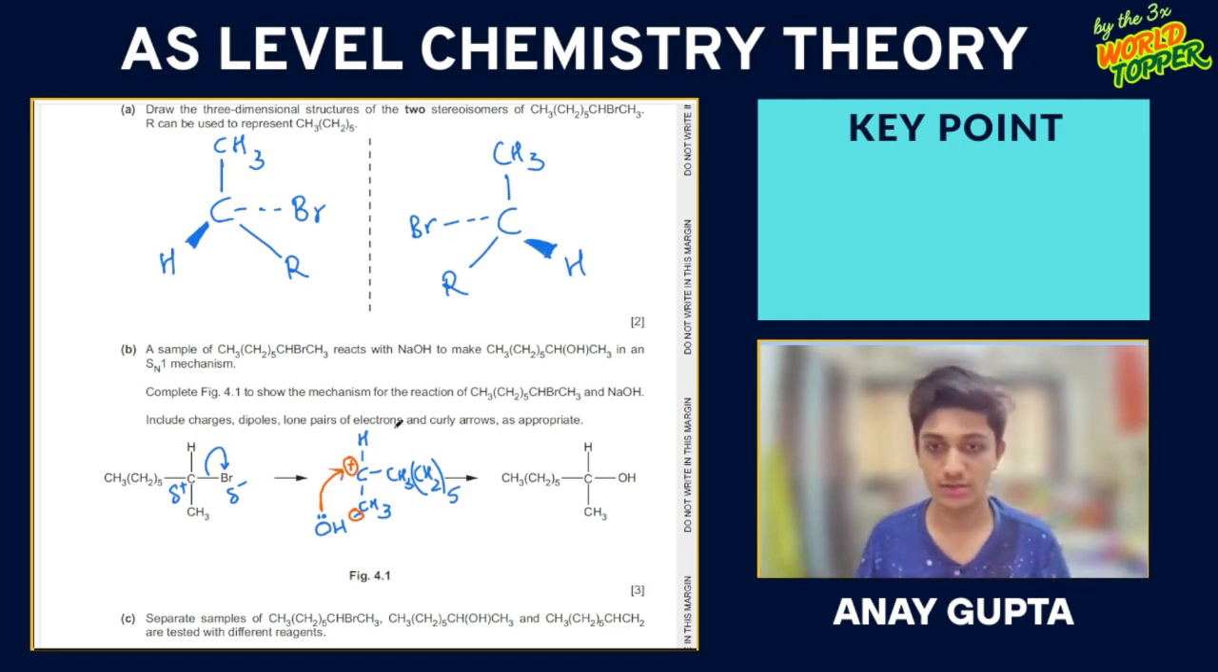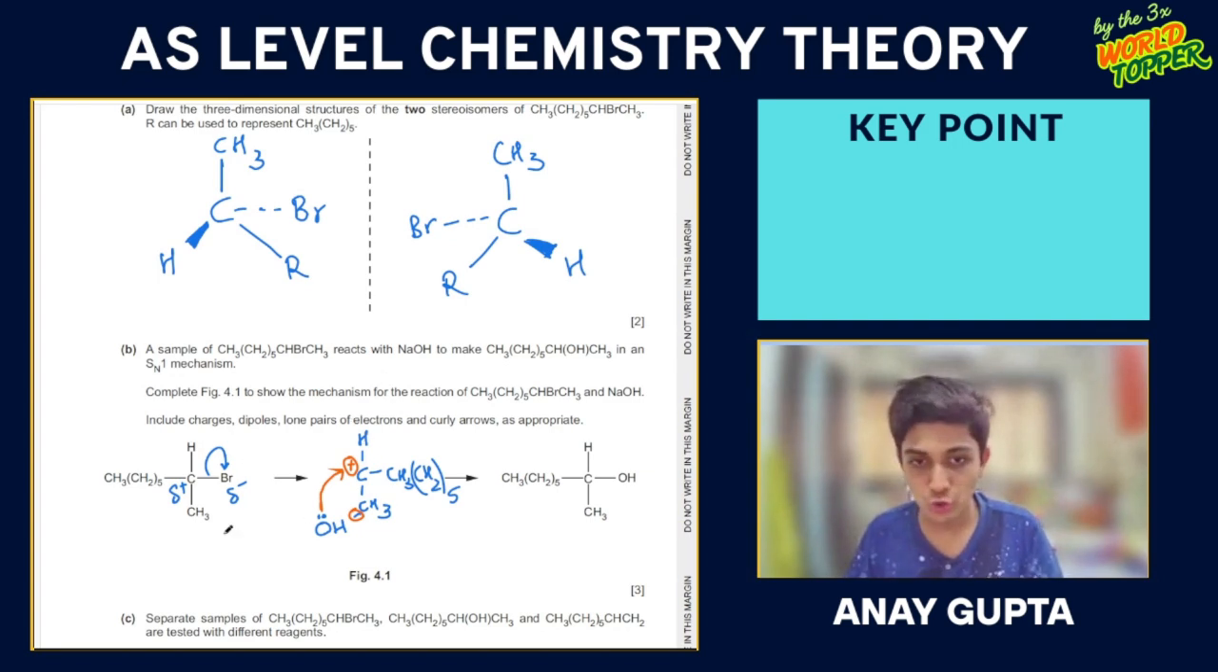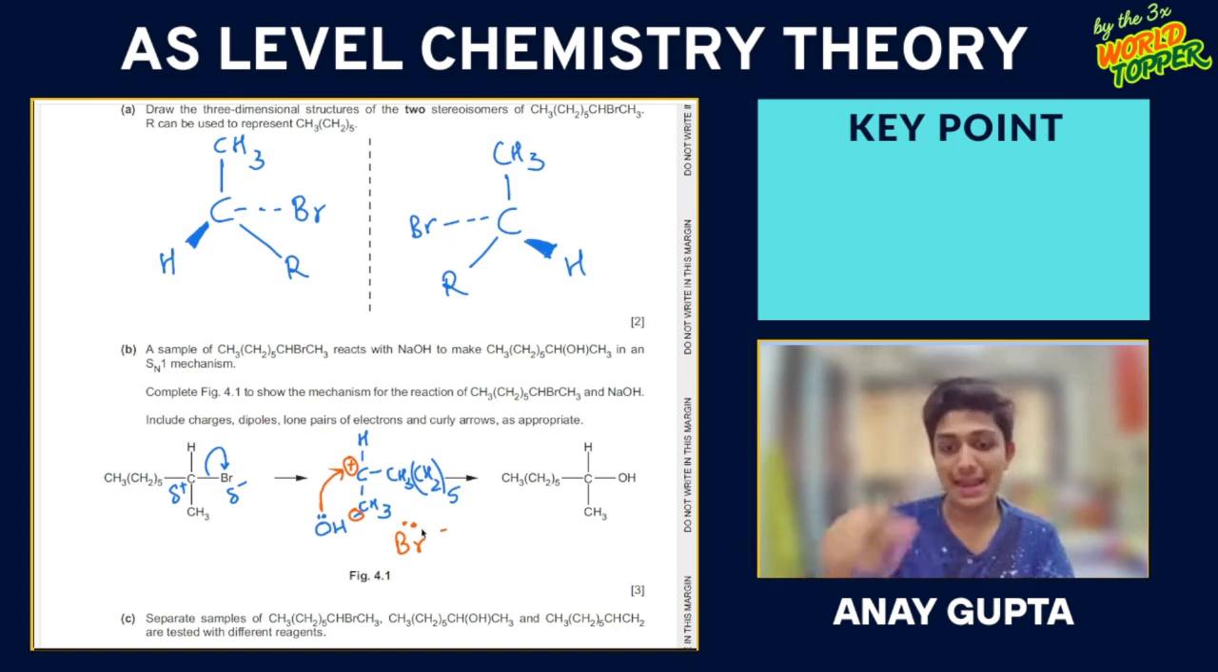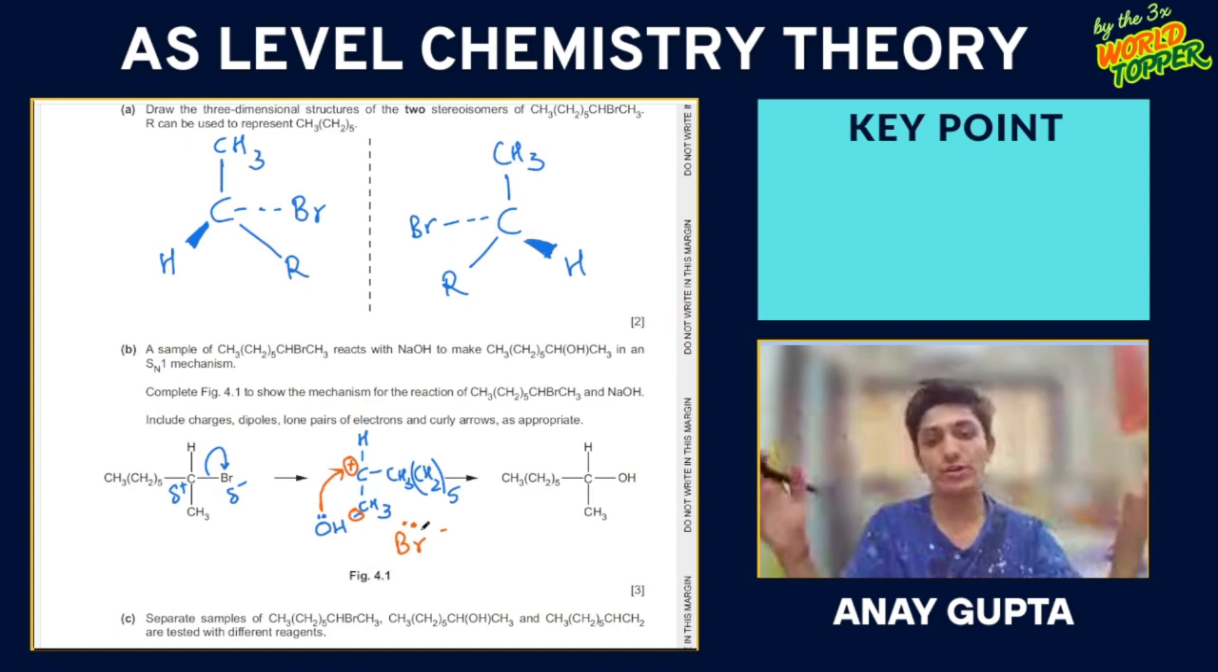Okay, so here we will have a curly arrow, and we also need to show that this bromine will now become a bromide ion, right, with a lone pair of electrons. So this is the entire second step that you need to show for your entire 3 marks.